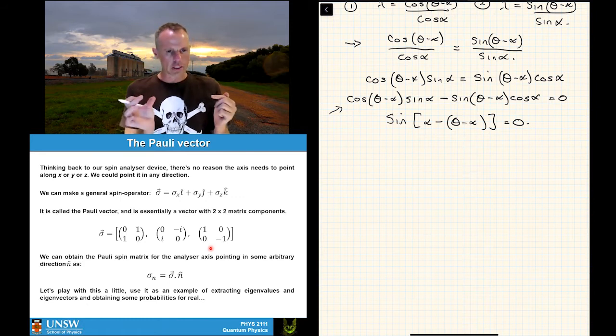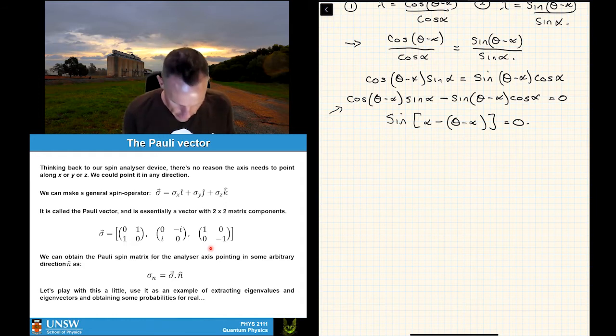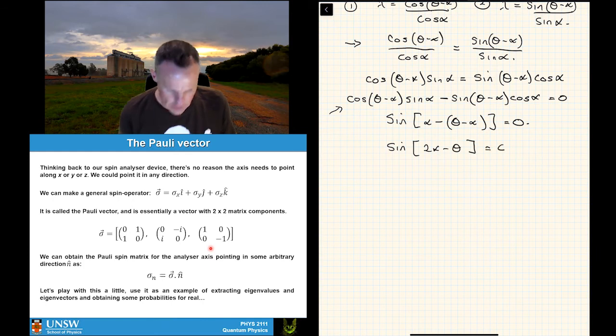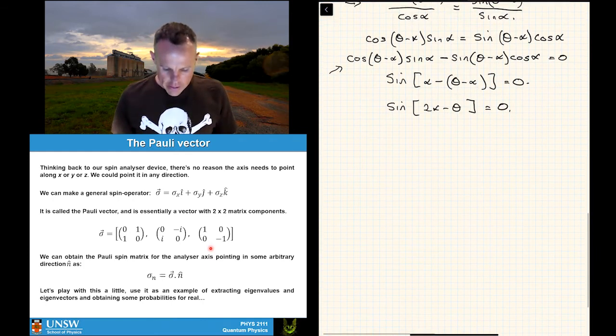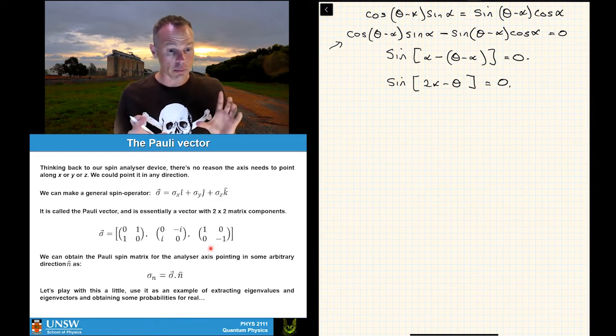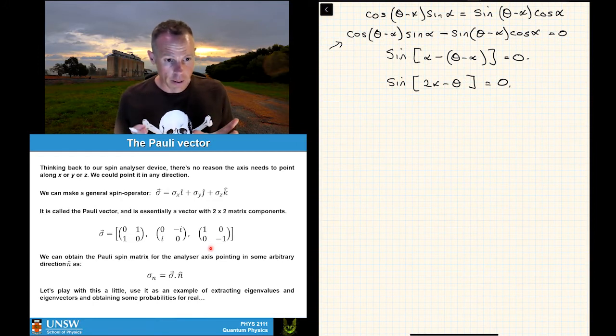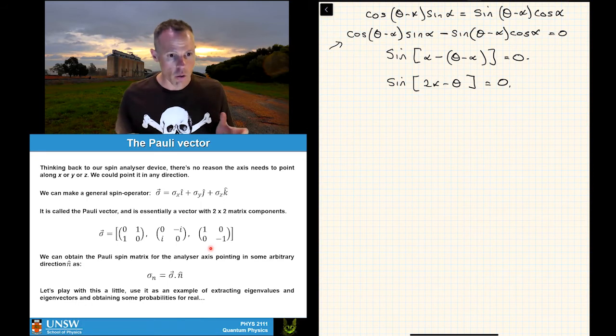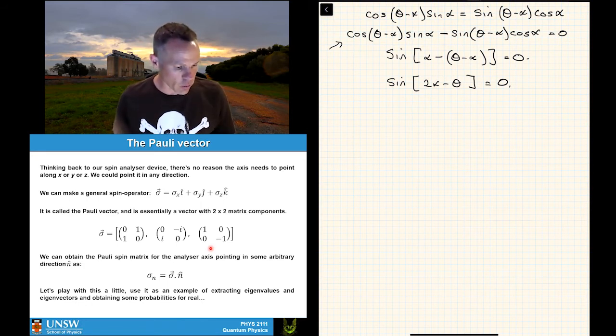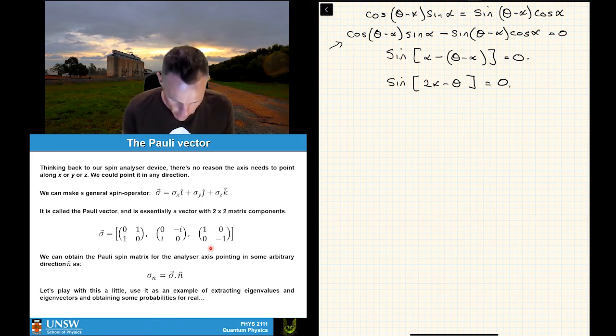And then, of course, we can expand that bracket out. So what we would get here is sine of (2 alpha minus theta) is equal to 0. And this is now at the point where we can basically solve our simultaneous equations. We know what we have to do to make a sine function equal to 0. There are two possibilities here, right? Possibility 1 is that 2 alpha minus theta is equal to 0.